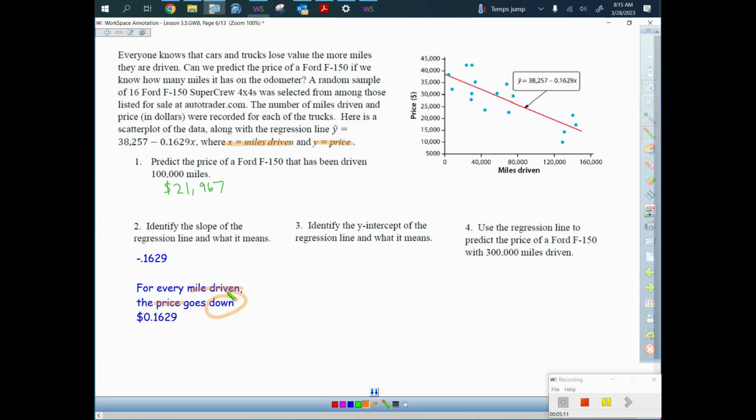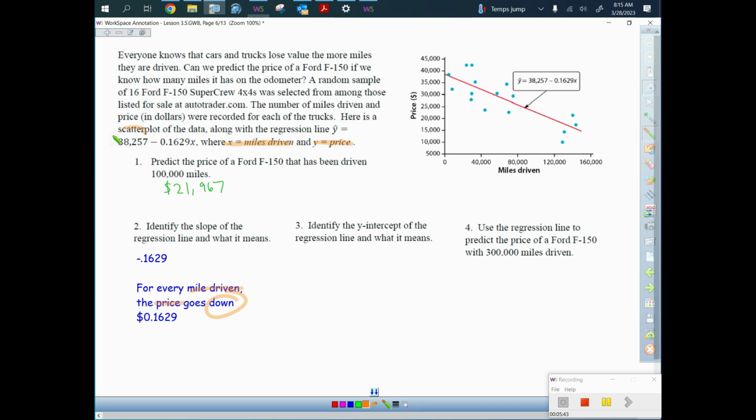Every time you drive a mile on this truck, according to the regression line, the value of the vehicle goes down 16 cents. It doesn't mean that that regression line is true. It's just based on the data. This is what the regression line shows. So this we'll take to heart if it's really true or false in that situation.